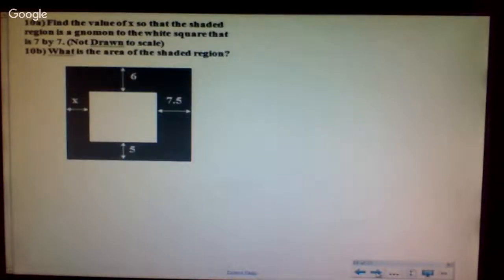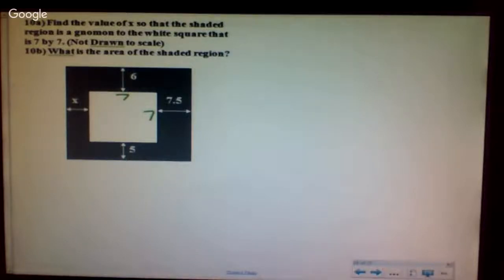Okay? All right, here's this one. Find the value of X so that the shaded region is a gnomon to the white square that is 7 by 7. So they tell me that this is 7 by 7. So, are we going to do proportions? This one's actually super easy. Okay, so this is 7 by 7.